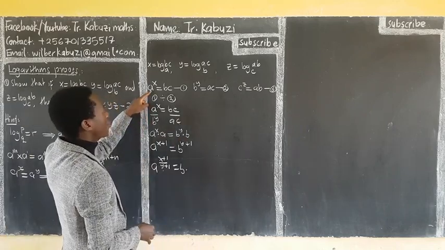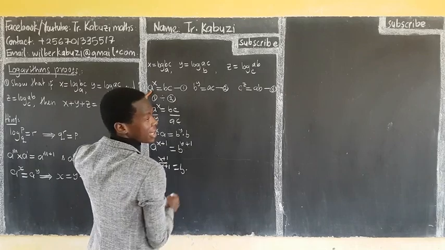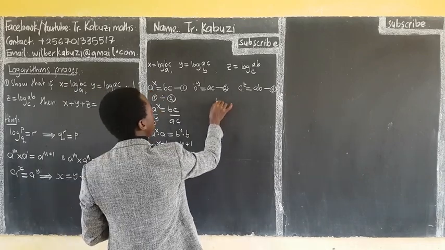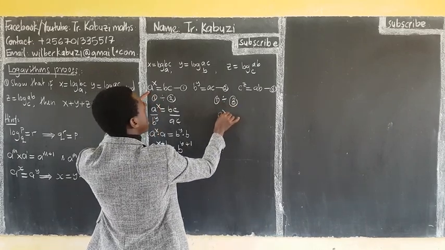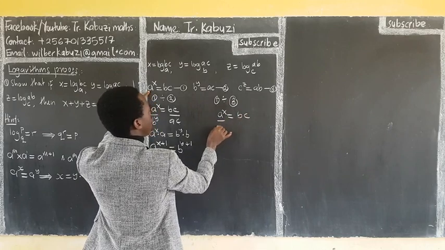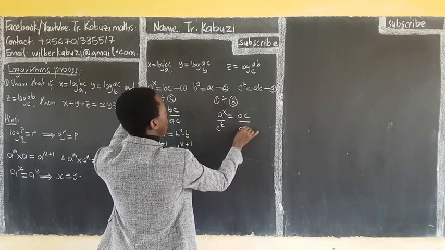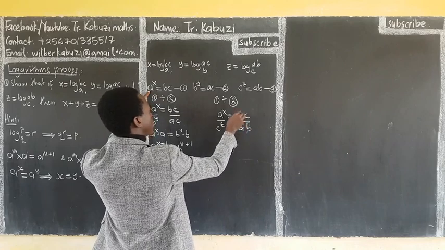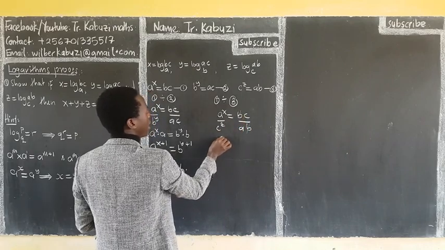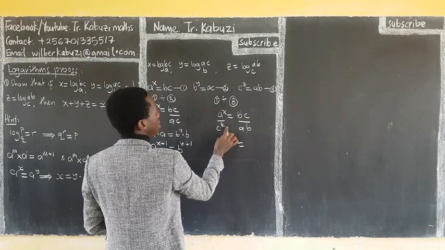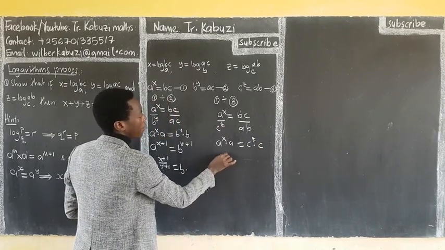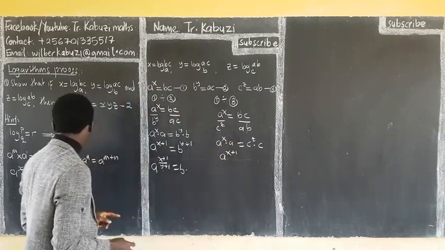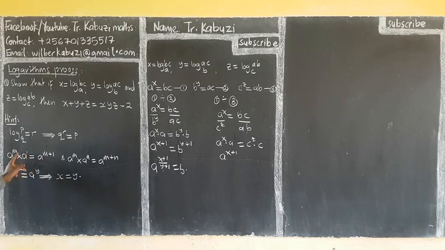Now I also do the same thing. I want to express a in terms of c, because I'm seeing c here. What I do is I take equation 1 divided by equation 3. So a power x over c power z is equal to bc over ab. When I cross multiply, I have a power x times a equal to c power z times c. This will give me a power x plus 1, since for numbers of the same base that are multiplying, you add the powers. This is power 1, then we are multiplying them, so you add the powers.